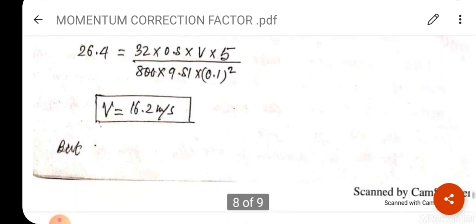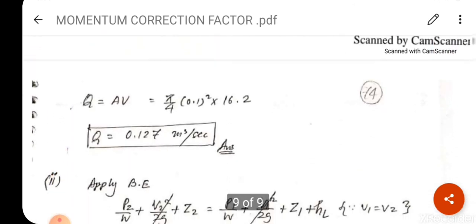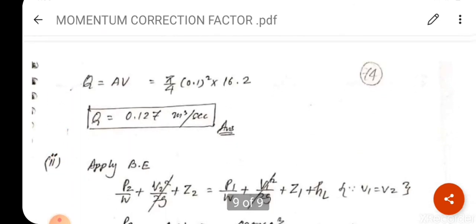Now we will solve another part which is very important for this question. Before that, I will solve the volume flow rate. I will find it with the help of the formula Q is equal to AV, that is pi by 4 d square into velocity. So discharge for this problem will be 0.127 meter cube per second.